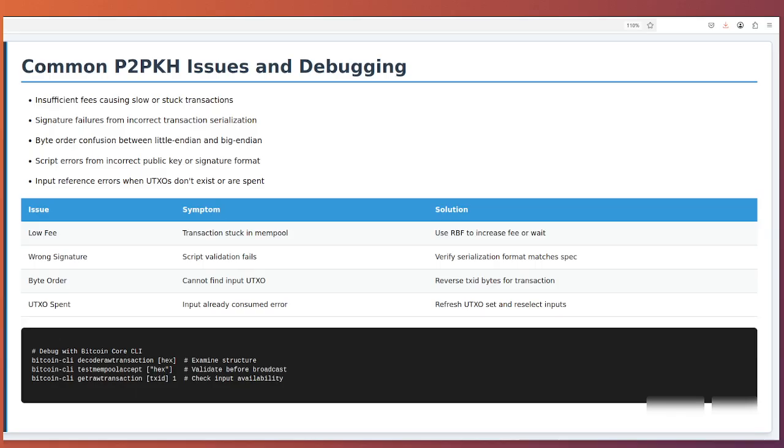Bitcoin Core's bitcoin-cli provides commands like decoderawtransaction to examine transaction structure, testmempoolaccept to validate transactions before broadcasting, and signrawtransactionwithkey for manual transaction signing. The Bitcoin script debugger allows step-by-step script execution to see exactly where and why a script fails. Block explorers can show whether your transaction is in the mempool and what error messages nodes might be reporting. For development, use testnet or regtest networks where mistakes don't cost real money.